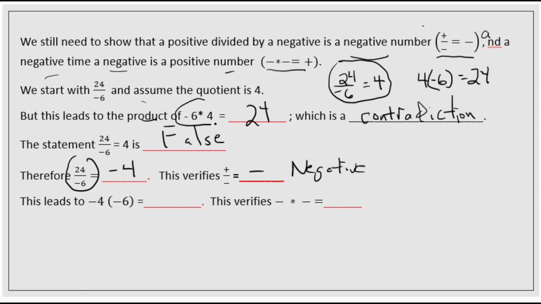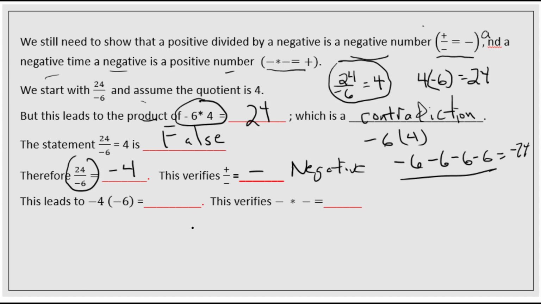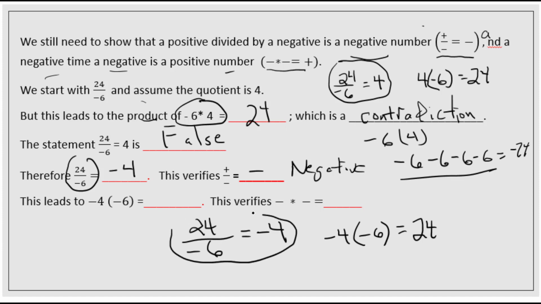In order for this to be true, negative 6 times 4 is the same thing as negative 6, negative 6, negative 6, negative 6, and we know for a fact that that's a negative 24. So now we have 24 divided by negative 6, we know it equals negative 4. So the fact family there would be negative 4 times negative 6 must equal 24 because of this. So it verifies that a negative times a negative is a positive. So there's our entire table.